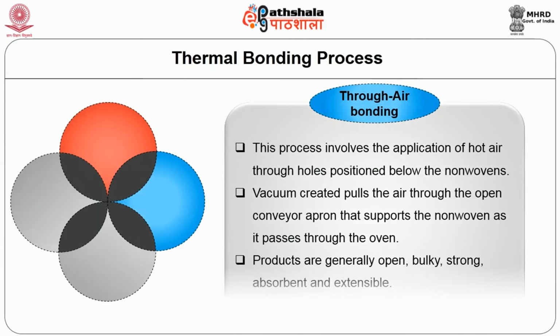Through air bonding. This process involves the application of hot air through holes positioned below the nonwovens. Vacuum created pulls the air through the open conveyor apron that supports the nonwoven as it passes through the oven. Products are generally open, bulky, strong, absorbent, and extensible.